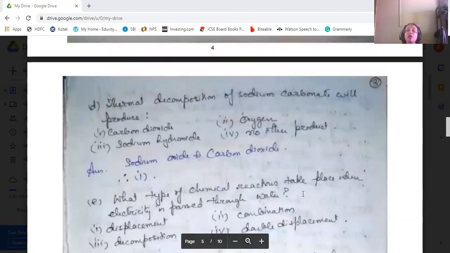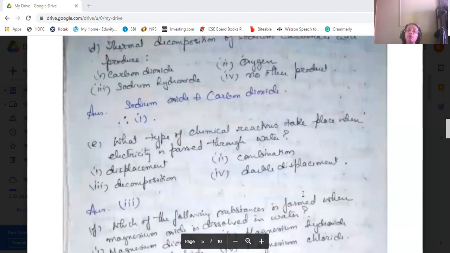Okay. Then thermal decomposition of sodium carbonate will produce what? The options are: carbon dioxide, oxygen, sodium hydroxide, no other product. It will produce sodium oxide and carbon dioxide. So from the options, number one is correct. It will produce carbon dioxide along with sodium oxide when sodium carbonate decomposes.